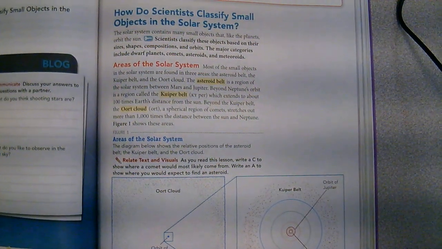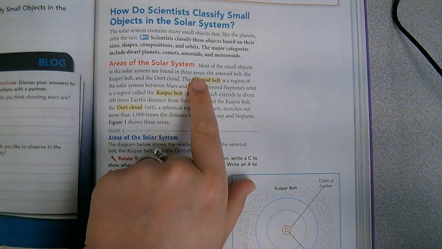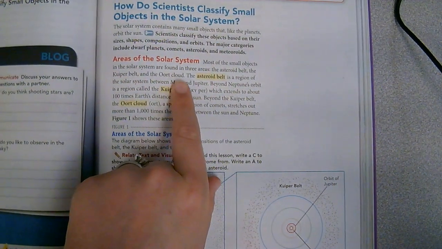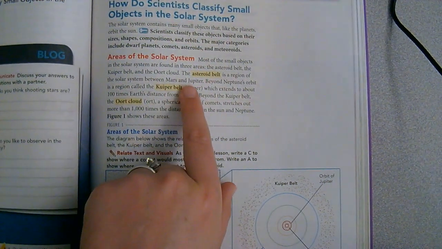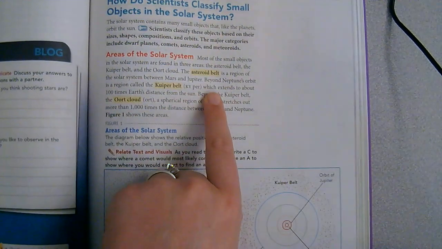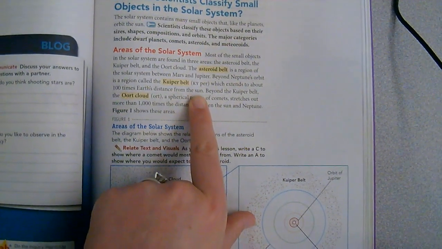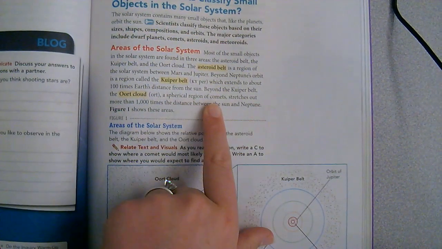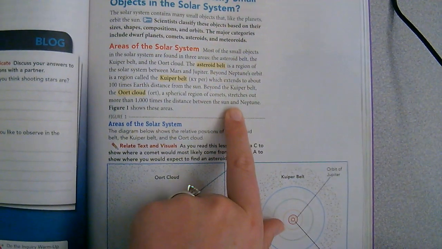All right, areas of the solar system. Most of the small objects in the solar system are found in three areas: the asteroid belt, the Kuiper belt, and the Oort cloud. The asteroid belt is a region of the solar system between Mars and Jupiter. Beyond Neptune's orbit is the region called the Kuiper belt, which extends to about 100 times Earth's distance from the sun. Beyond the Kuiper belt, the Oort cloud, a spherical region of comets, stretches out more than 1,000 times the distance between the sun and Neptune.